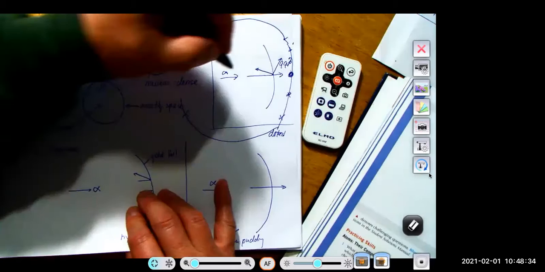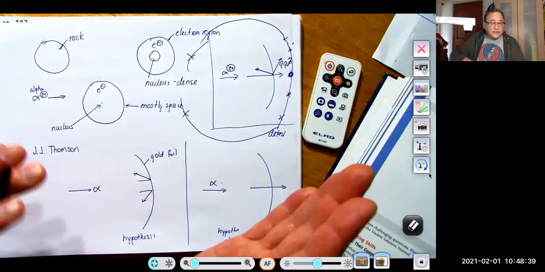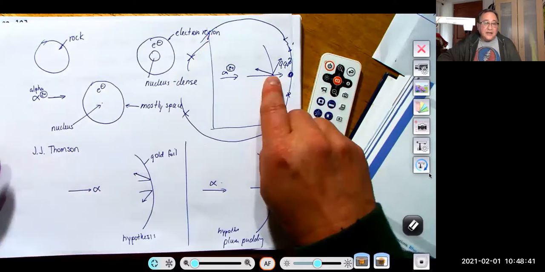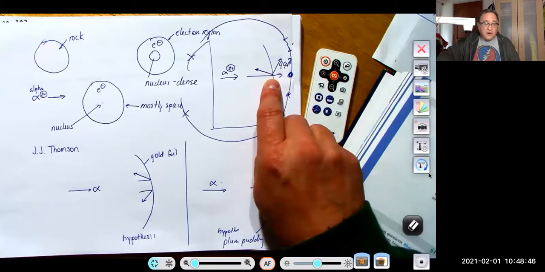Furthermore, because these have a +2 charge and they're getting bent a little bit, it may be that the nucleus has a positive charge that is repelling the alpha particles.